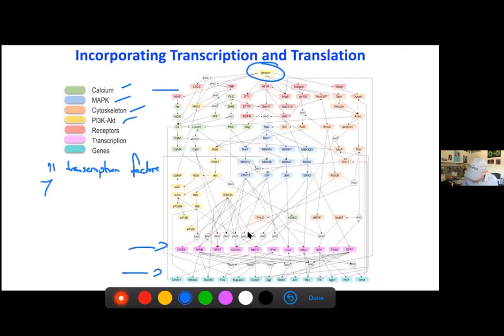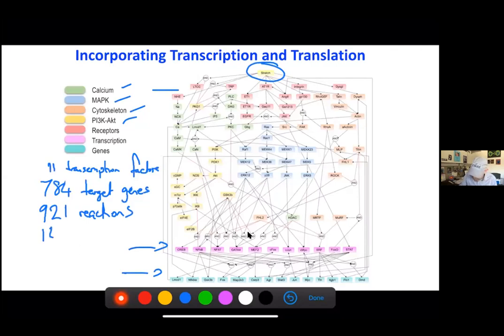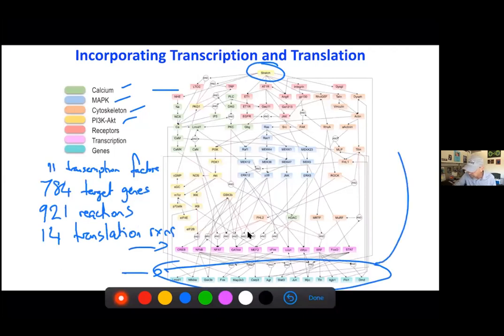And we only show 14 of them here, but there are actually 784 target genes, about 300 of which have been experimentally validated, the rest were predictions, 921 reactions, 14 translation reactions. So it turns out 14 of the genes were actually coding for proteins that were in the network itself. So we fed them back into the network. And this all came from 115 published papers.